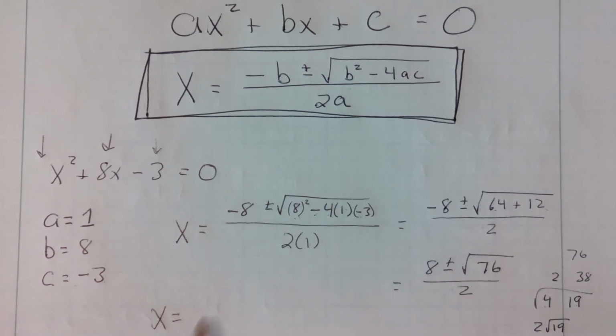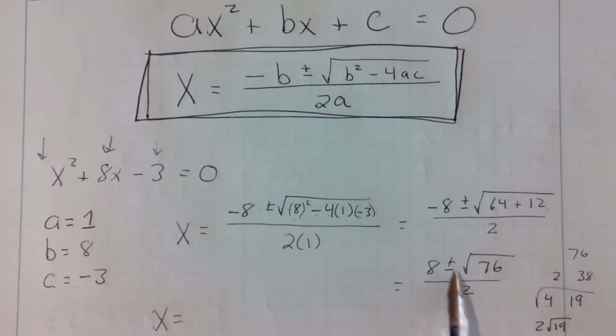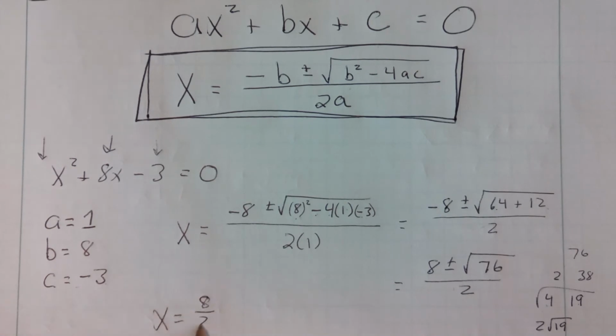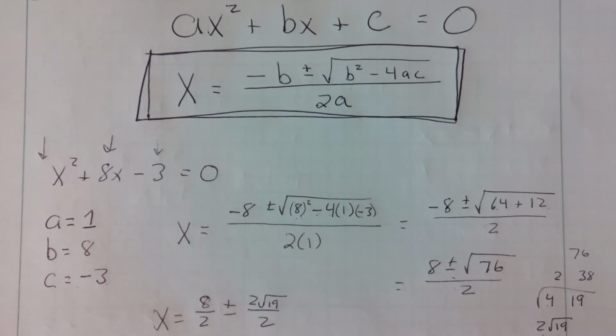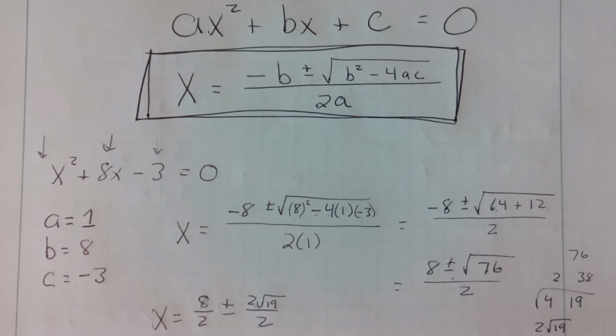So my solutions are, I'm going to separate this into two fractions. I'm going to separate it into 8 over 2. So it's going to be 8 over 2, which is 4. Maybe I'll do this separately. 8 over 2 plus or minus 2 square roots of 19 over 2. Now again, that's going to reduce. So I get 4 plus the square root of 19, because the 2's cancel. 8 divided by 2 is 4. Or I get x.